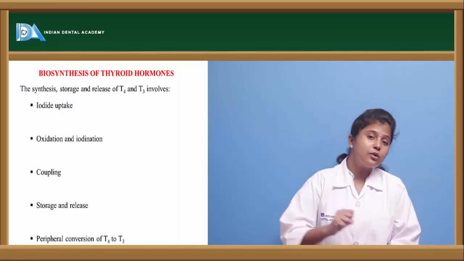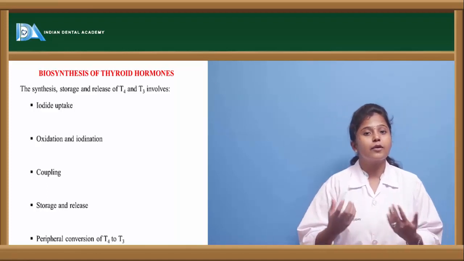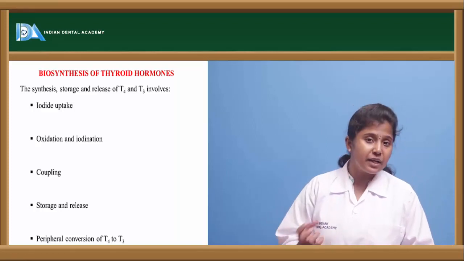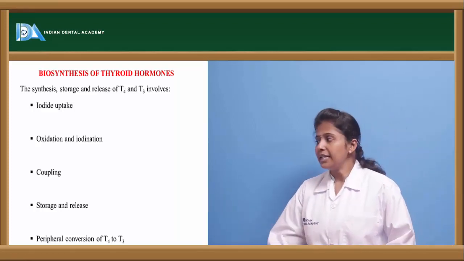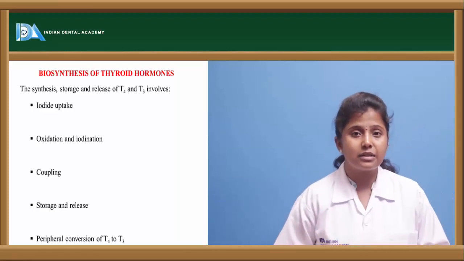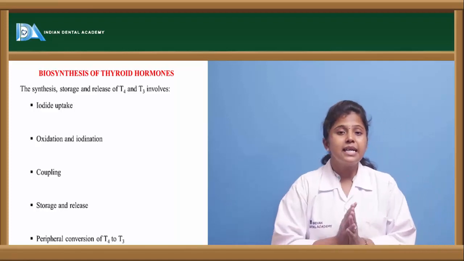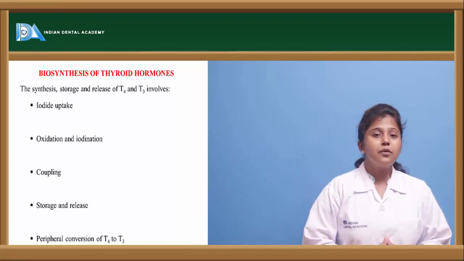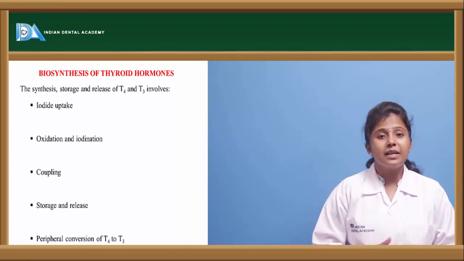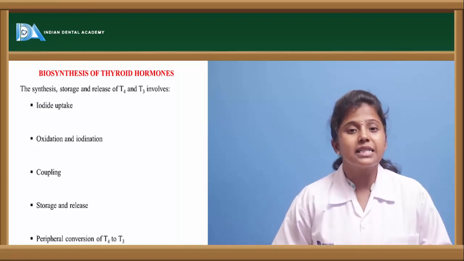First the iodine is taken up through the food we take. Through dietary sources, the iodine is taken up in the thyroid gland, and thereby the oxidation and iodination take place. Once the iodine is taken up, it is oxidized with the help of an enzyme called iodine oxidase dehydrogenase, and thereby it is converted to the iodonium ion, that is I+.